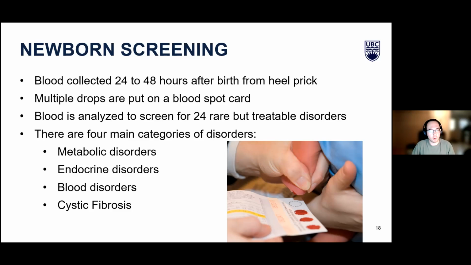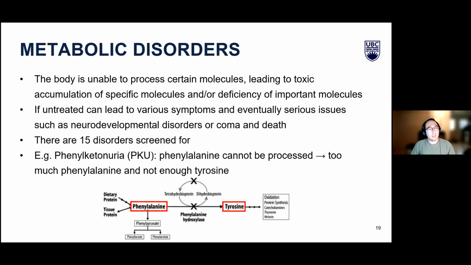And there's 4 main categories of these disorders. There's metabolic disorders, endocrine disorders, blood disorders, and then cystic fibrosis. So we'll go through those 4 categories and talk about some examples. So the metabolic disorders, these are essentially different genetic disorders that make the body unable to process certain molecules. And this is going to lead to toxic accumulation of certain molecules. And possibly as well, we could have deficiency of certain molecules.